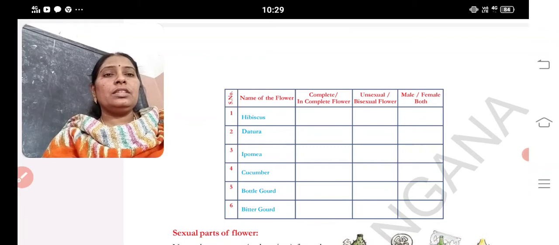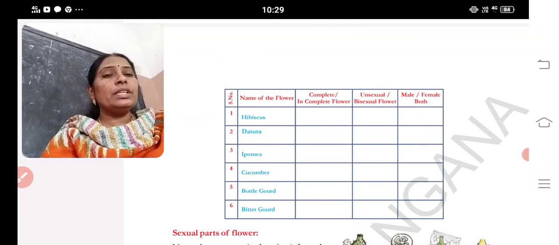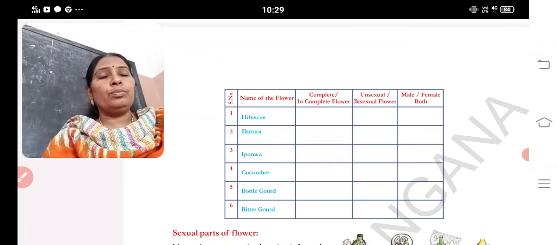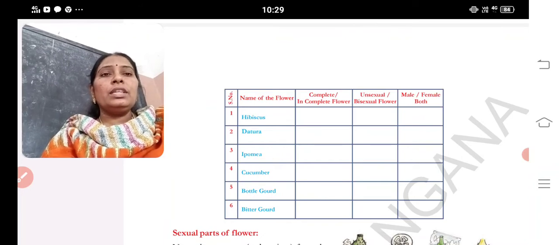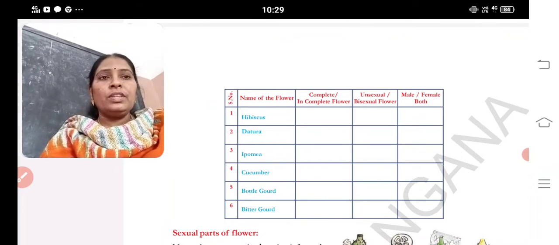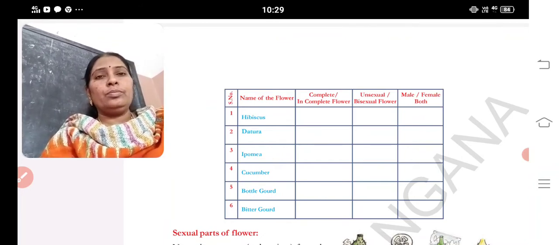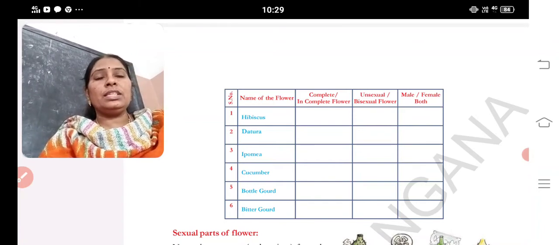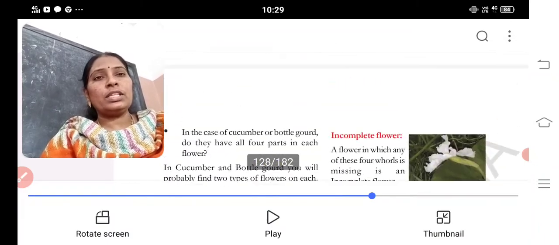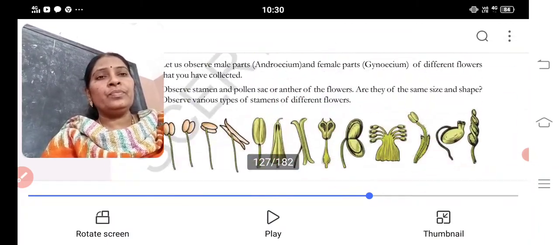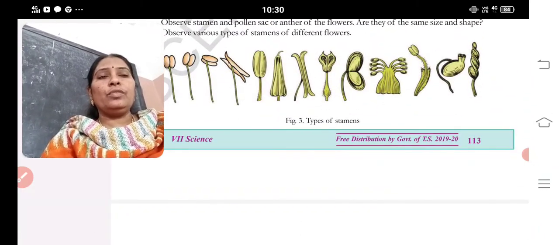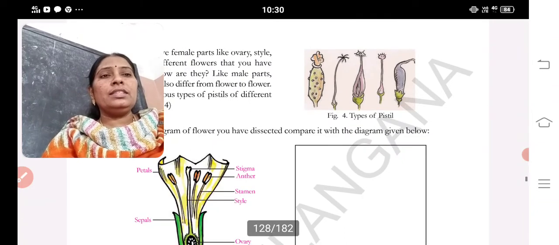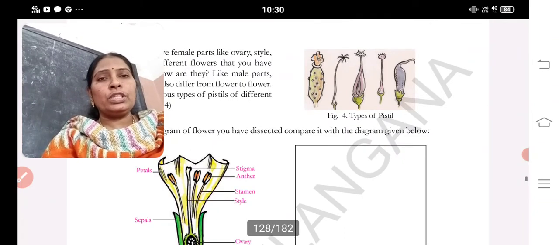Hibiscus we have a chance to get. Cucumber, bottle gourd, bitter gourd we will also get. Datura and ipomoea we may not get, but with these four we can try. Pluck the flower and observe the stamen and pistil. Pictures are given in the textbook. Let me show once again the pictures of stamen and pistil. Here you see the stamens. Structures like this are stamens, the male reproductive part, and this is a pistil, the female reproductive part.